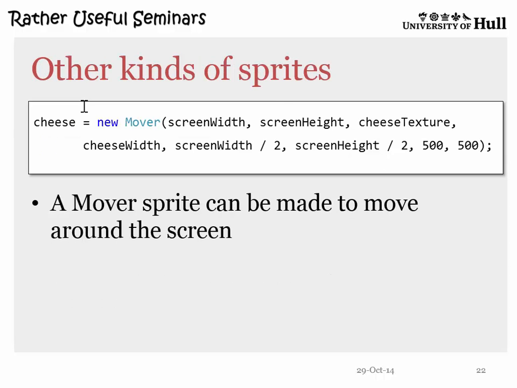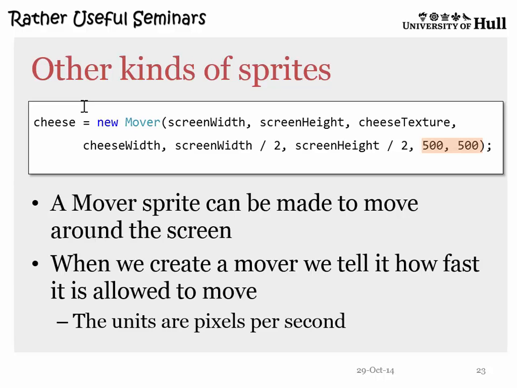Mover. Well, mover is a sprite that can move. Not surprised. This is the cheese, the cheese we have to move around the screen. So what we do is we make a new kind of sprite based on the old one, but we add 2 extra parameters to the constructor, which are the 500 and 500 at the end. These tell me how fast the sprite can move in pixels per second. Sounds quite cool. So 500 pixels per second seems to be about right.